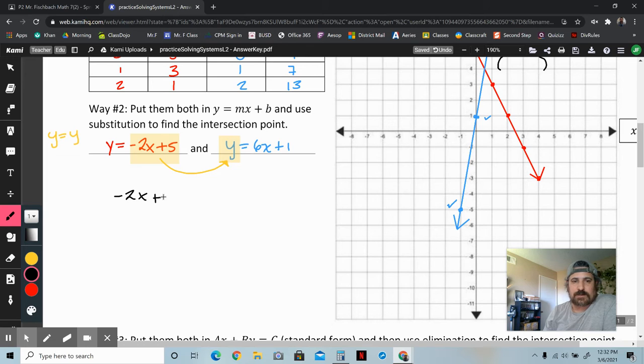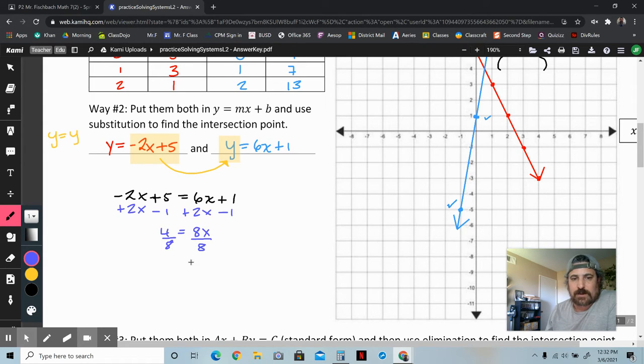So -2x plus 5 is equal to 6x plus 1. And where the y's are equal, you're going to have this x value, right? So this is the x value of where the y's are equal, of the intersection. So let's do it. Little equation here, no problem. Let's do it in purple. We want to get all the x's to one side, all the numbers to the other. I would add 2x to both sides and subtract 1 from both sides. You're going to get net positive 4 is equal to 8x, then divide by 8 on both sides, and you're going to get x is equal to 1/2.